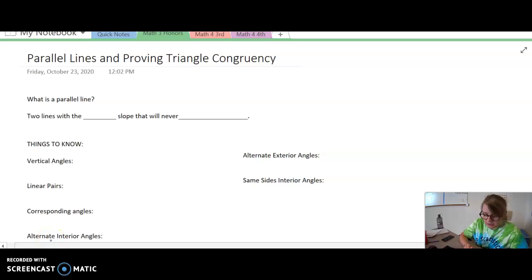Alright, hi guys. Today we're going to be talking about parallel lines and proving triangle congruency. Both of these items are reviewed from Math 2, so let's get to it.